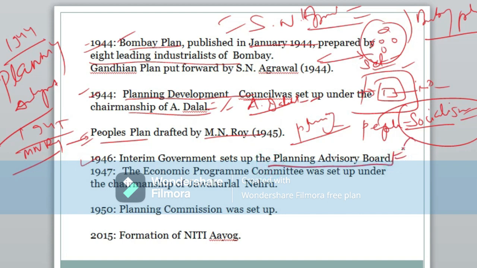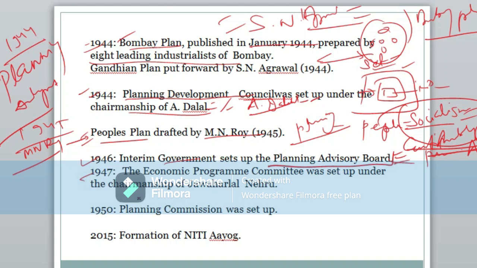अब यहाँ पे constituent assembly बन चुकी है, constitution का निर्माण होना शुरू हो चुका है, तो उसके अंतर्गत क्या बनी? प्लानिंग एडवाइजरी बॉडी, पैब बन गई है कॉन्स्टिट्यूशन असेंबली के अंतर्गत. And now this body is making the planning measures for the Government of India.